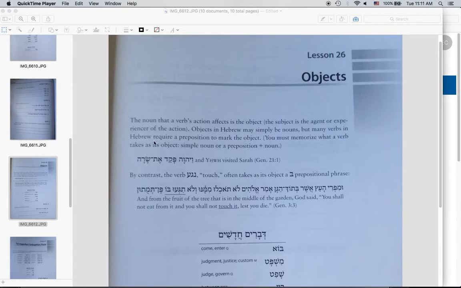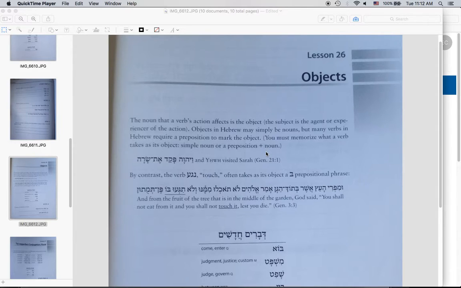But many verbs in Hebrew require a preposition to mark the object. They say here you must memorize what a verb takes as its object, a simple noun or a preposition plus noun. So some verbs will take a noun as their object, other verbs will require a preposition and a noun. And they say that you need to memorize that. Well, you only need to memorize that if you want to speak Hebrew fluently. If you want to read biblical Hebrew, then you don't need to memorize it, you just need to know that some verbs require a preposition plus a noun, and other verbs only require a noun. You don't need to know which verb requires which, because you'll see it right on the page.